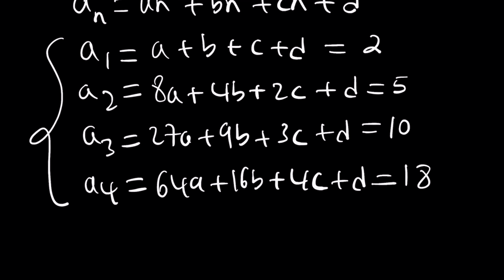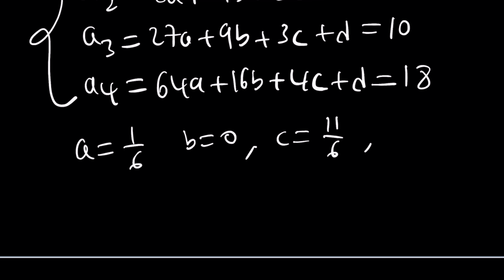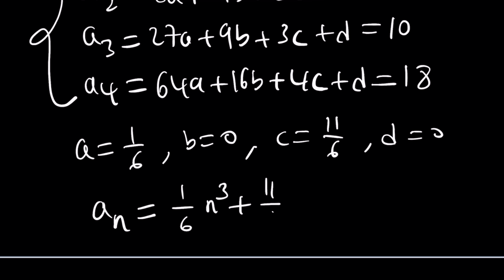Now, this is a linear system of equations. You can solve with matrices, whatever you like. Doesn't matter, but I'm going to give you the numbers without further ado. From here, a is going to be 1 over 6, b is going to be 0, c is going to be 11 over 6, and surprisingly, d will be 0. Who could have guessed, right? So a_n can be written as 1 over 6 n cubed plus 11 over 6 n. You could also write it as (n cubed plus 11n) divided by 6, because this is the same thing, right?